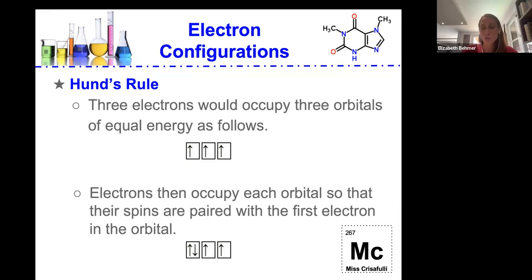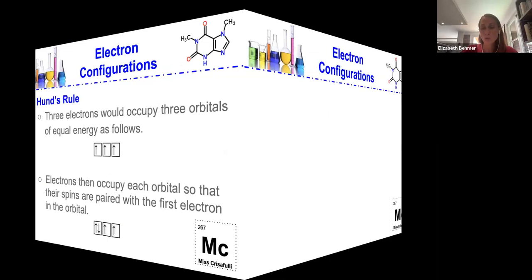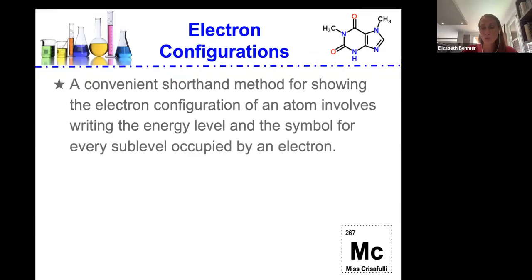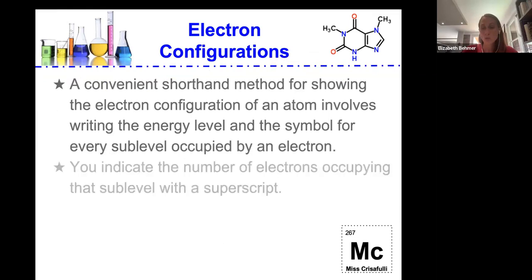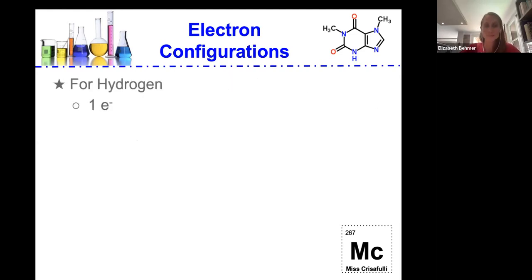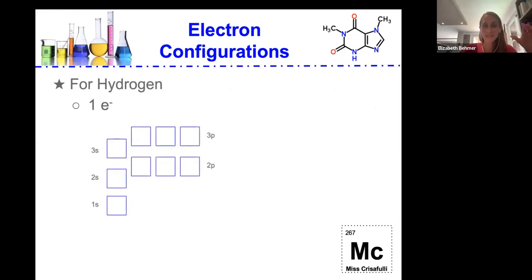A convenient shorthand method for showing the electron configuration of an atom involves writing the energy level and the symbol for every sublevel occupied by an electron. You indicate the number of electrons occupying that sublevel with a superscript. So for hydrogen, for example, it has only 1 electron. So in setting up the diagram, we would only put 1 up arrow in that 1s orbital because there's only 1 electron in hydrogen. So we would say the electron configuration for hydrogen is 1s1, signifying it's 1 electron filling up the 1s orbital.